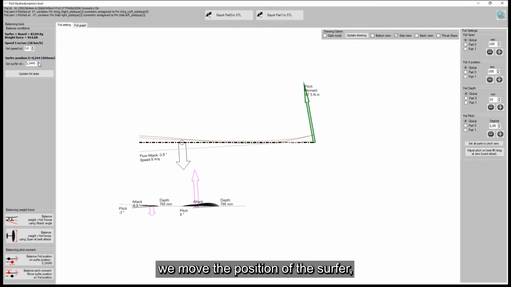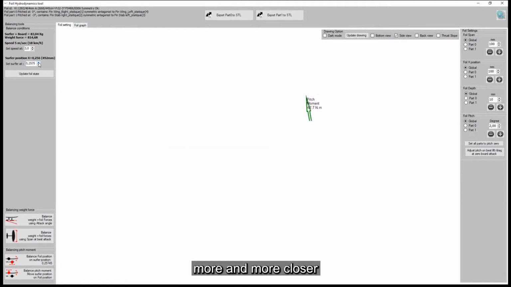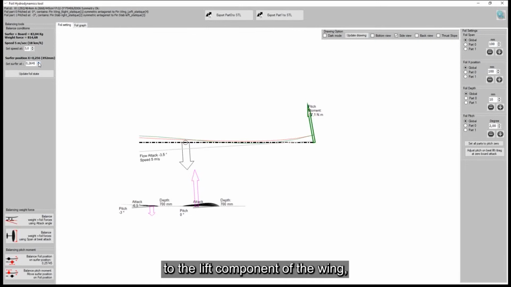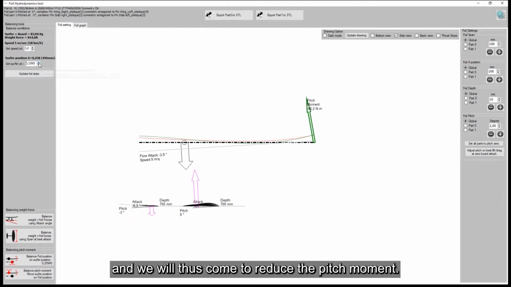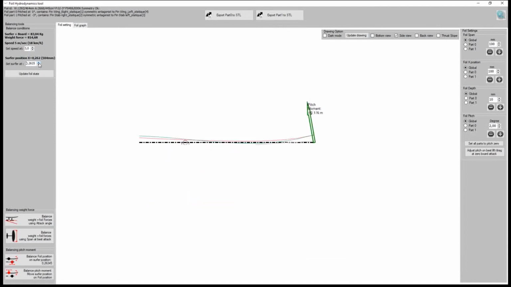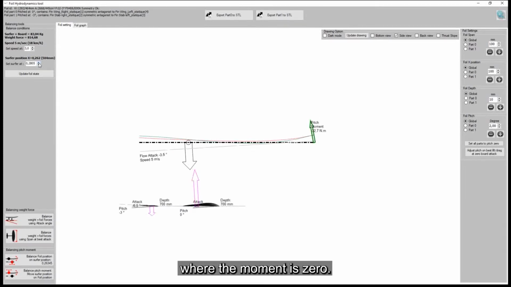We move the position of the surfer. If we go forward, we approach the surfer more and more closer to the lift component of the wing, and we will thus come to reduce the pitch moment. We could thus reduce the pitch moment until finding the position of the surfer where the moment is 0.